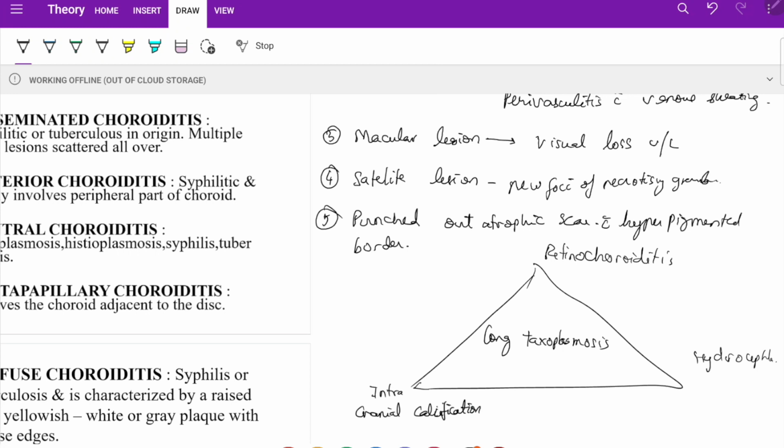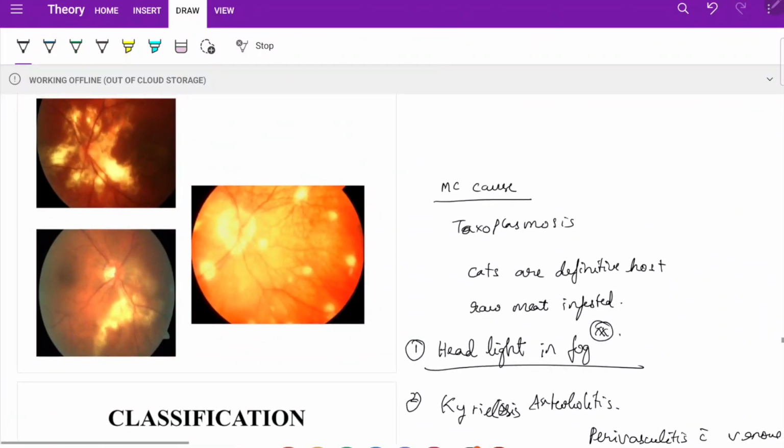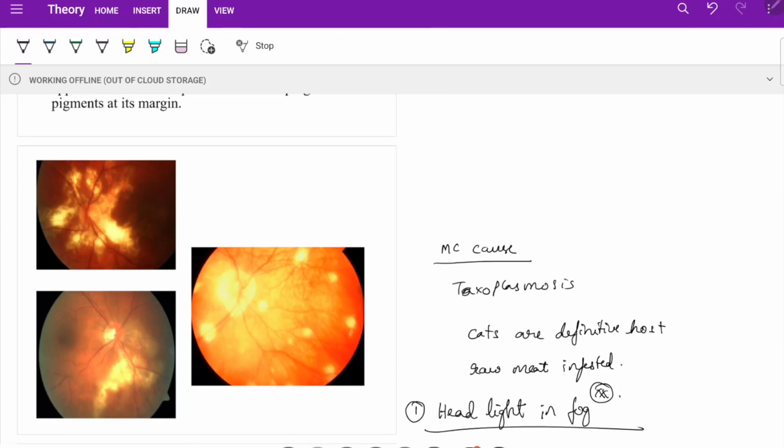Clear? Okay, so these are the 3 important conditions which we are going to see. Okay, so fundus headlight in fog appearance, so see here, can you see here? In this image, in the central area you can see something like a headlight, you have this fog appearance. Okay, this is called as headlight in fog appearance.